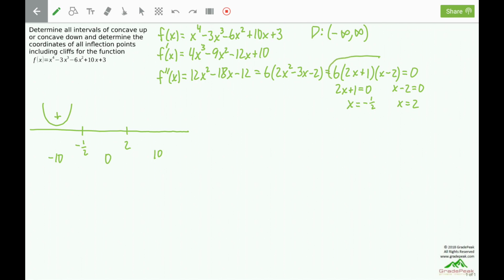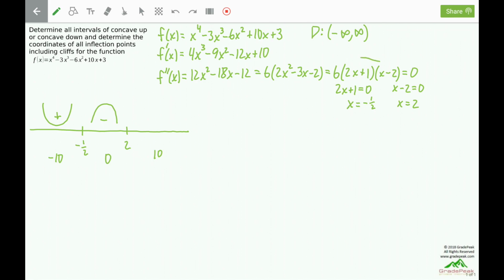We can now plug the test value of x equals 0 into the fully factored version of the second derivative. 2 times 0 is 0, plus 1 is positive. 0 minus 2 is negative. Positive times negative is negative, times the positive 6 is still negative. We have a negative second derivative, which corresponds to concave down.